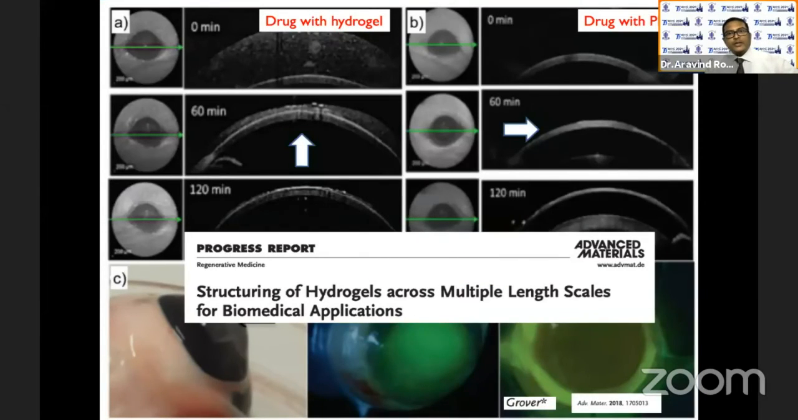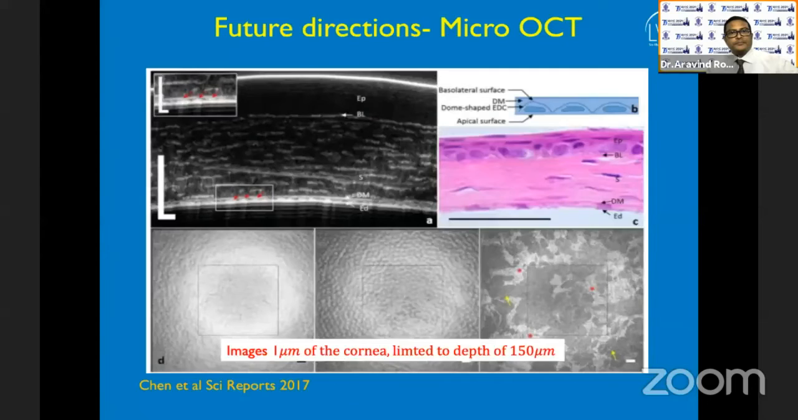So when there is a hydrogel-based drug delivery, as we can see, the white arrows show that the hydrogel-based drug delivery vehicle allows retention on the ocular surface for up to 60 minutes, whereas a drug that is delivered with PBS, which is phosphate buffered saline, usually runs away by the first hour itself. And the OCT-based imaging provides conclusive data about how the drugs stay on the corneal surface.